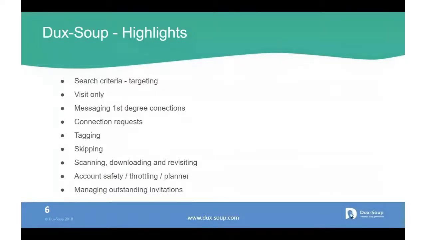Finally, we touched on managing outstanding invitations, and I can't emphasize that enough. If you're getting over 500 in that list, then that's one of those things you need to keep an eye on, especially if you get to a point where you're sending out 50 or 100 new connection requests per day. That number will build up very quickly unless you have an incredibly high conversion rate.